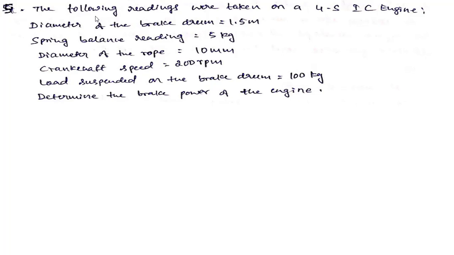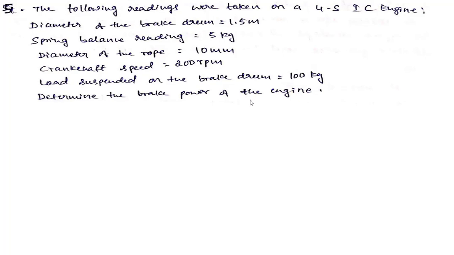And here, go through the problem statement once again. It is a 4-stroke engine, and the brake drum diameter is given as 1.5 meter. Spring balance is reading 5 kg. Diameter of the rope is 10 mm. Crankshaft speed is 200 rpm, and engine speed is 200 rpm. Load suspended on the brake drum is 100 kg. You have to calculate brake power of the engine.